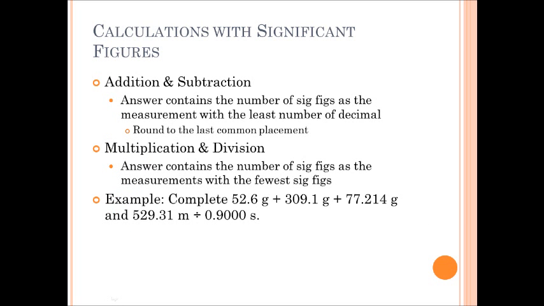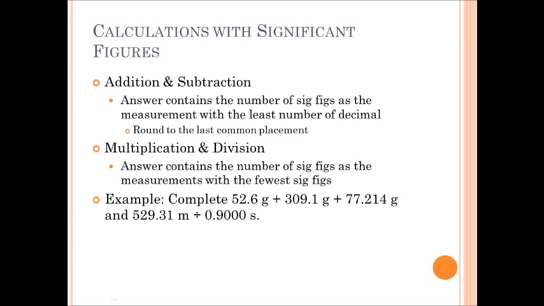Now, when it comes to doing calculations, we have 2 groups of calculations we're going to deal with. We're going to deal with addition and subtraction, and when you're dealing with addition and subtraction with significant figures, you do the calculations like you would normally. But then you round to the last common decimal. What that means is that you round to the last place furthest to the right that these values have in common.